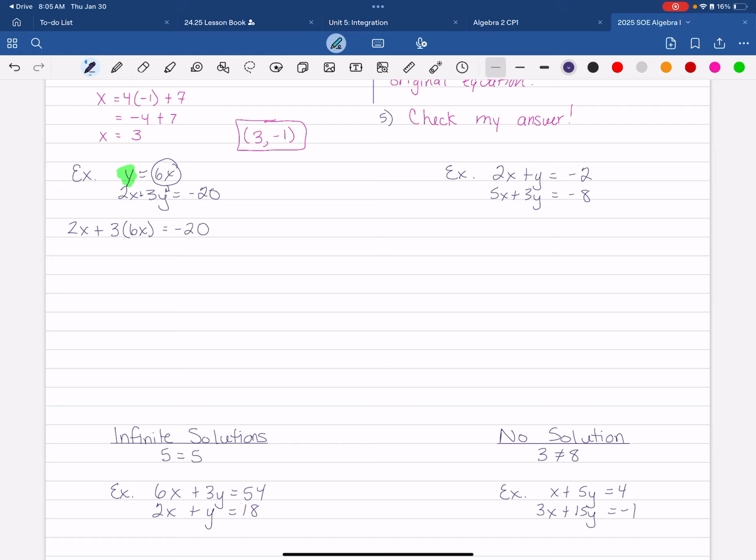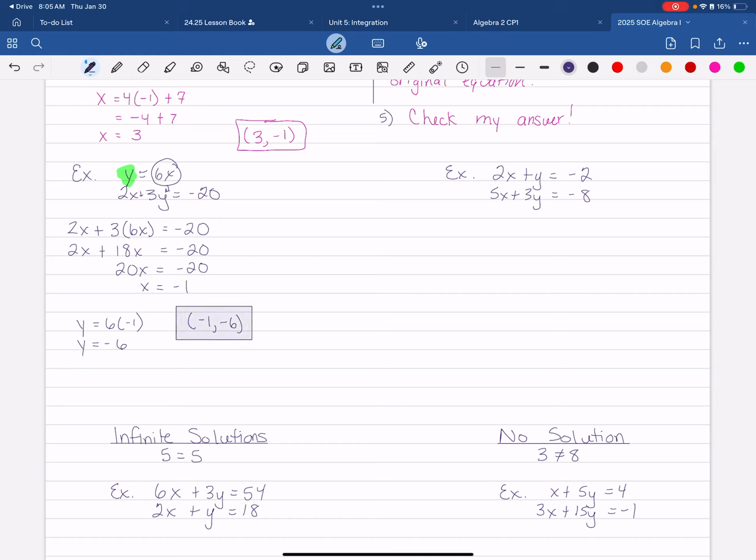Again, when you replace those variables in, or that expression in, you should now have an equation with only one variable. If you still have 2 variables, you substituted it in for the wrong variable and you need to backtrack a little bit. So now we have 2x plus 18x equals -20. 20x equals -20. So x equals -1. Y equals 6 times -1, which gives me y equal to -6. So I have the ordered pair -1, -6.